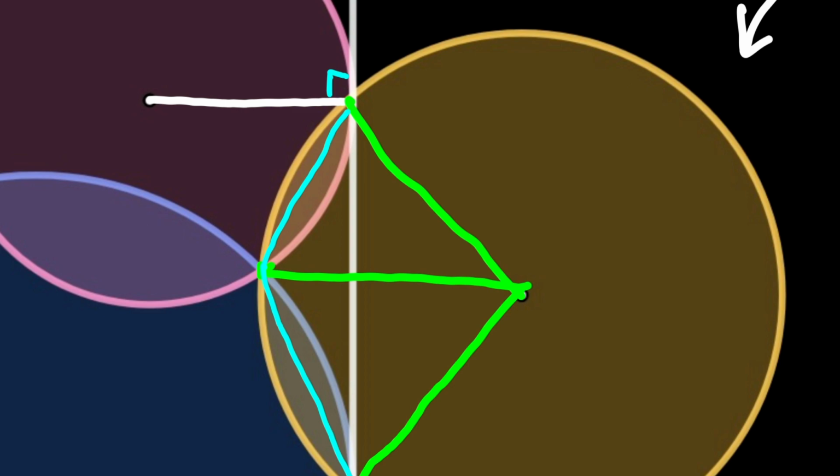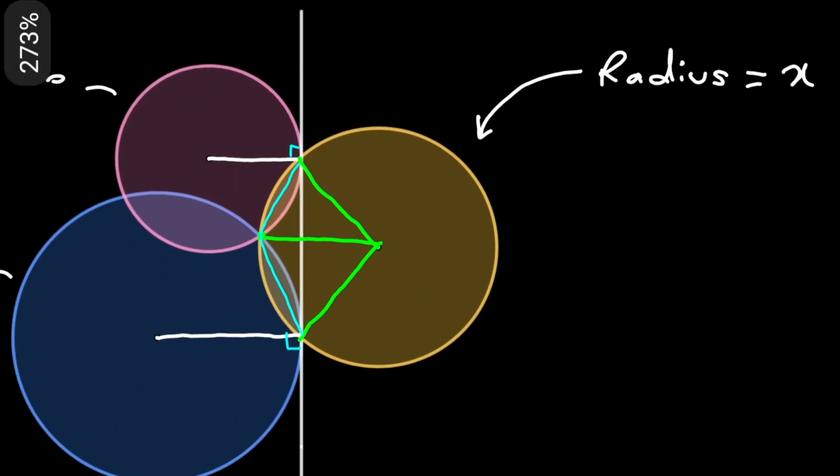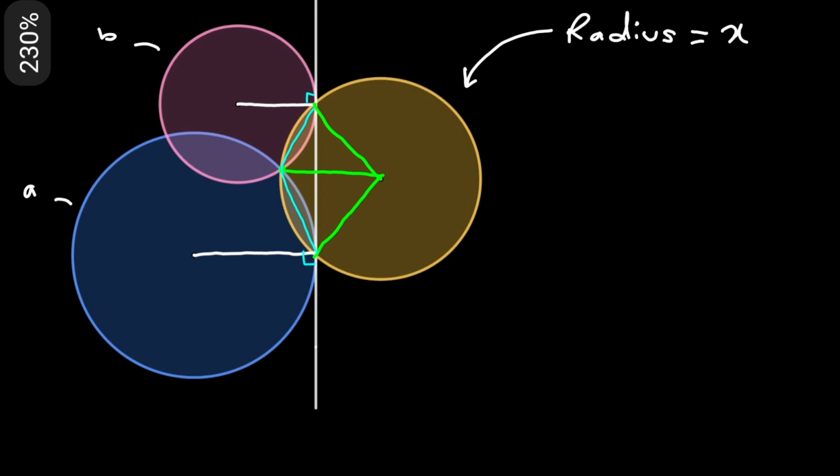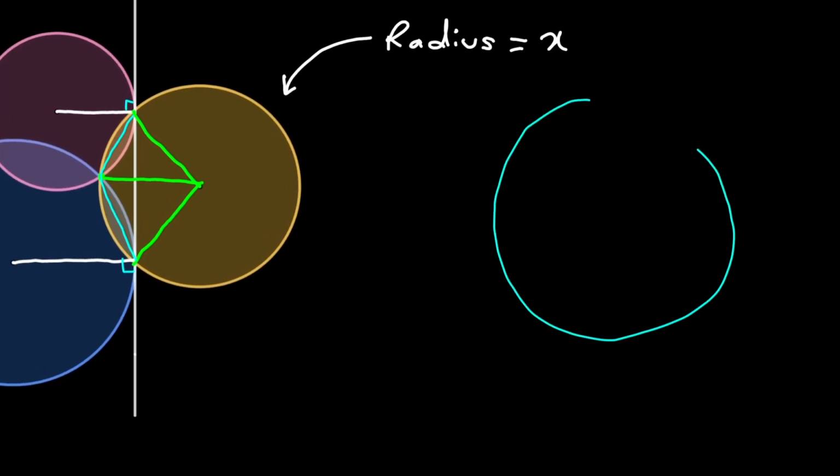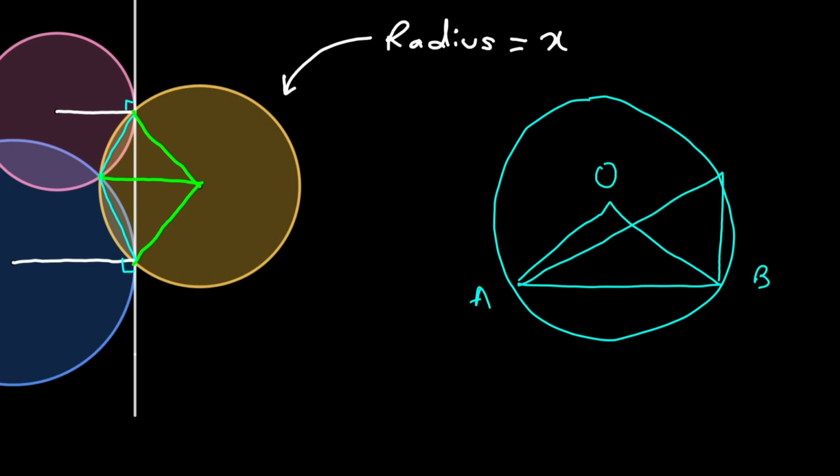Now to move further in the solution, we have to utilize a very beautiful theorem related to circles. If we take a circle and in this circle we take a chord AB, the theorem goes like this: the angle subtended by this chord at the center would be double the angle subtended by the chord at the circumference and in the same segment.